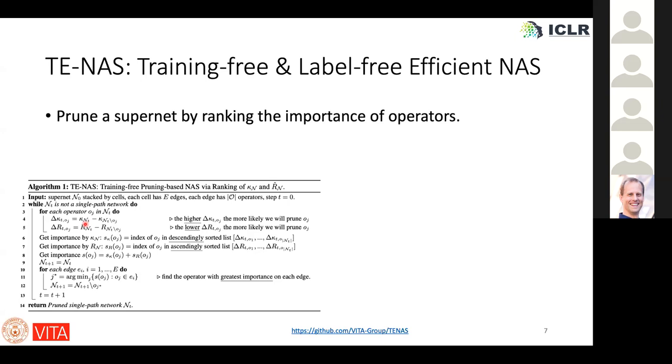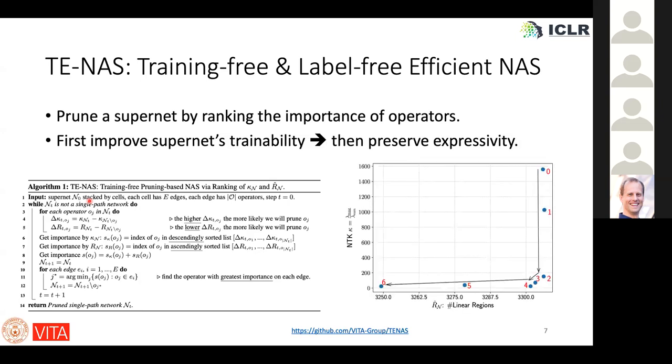So that means that if we have more choices of operators and more complex edges in the cells, then the total complexity of the search is the number of operators to the power of the number of edges in your search space. However, in our pruning-based NAS method, the time complexity of the search is number of operators times the number of edges, which is more efficient than the sampling-based NAS.